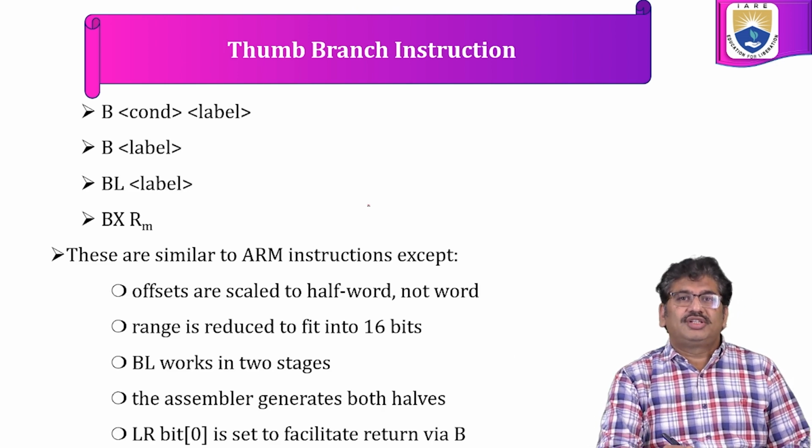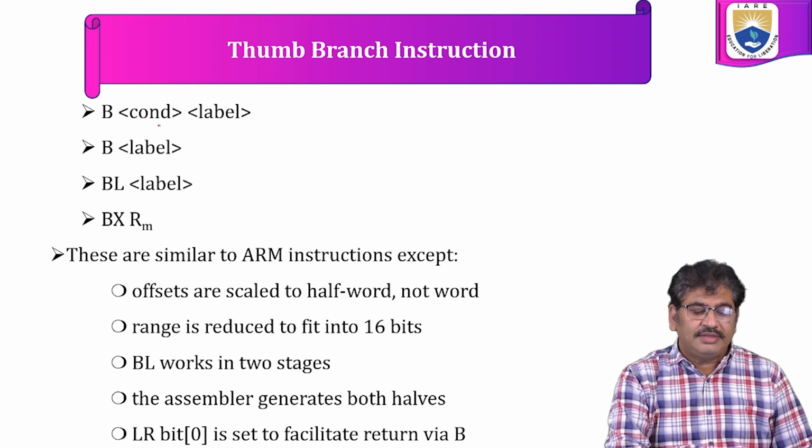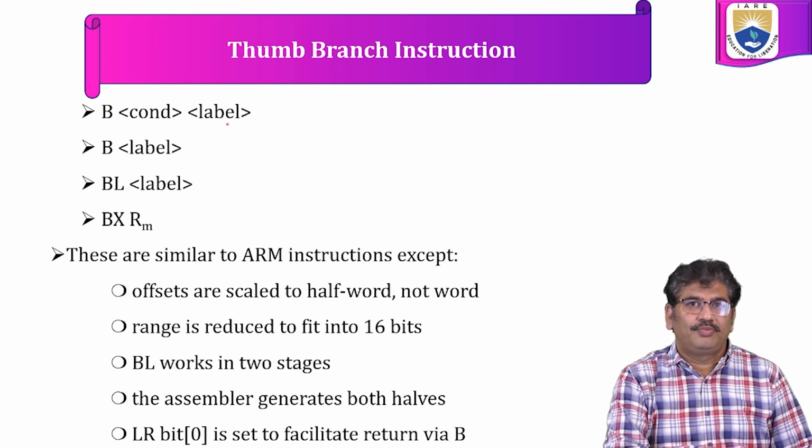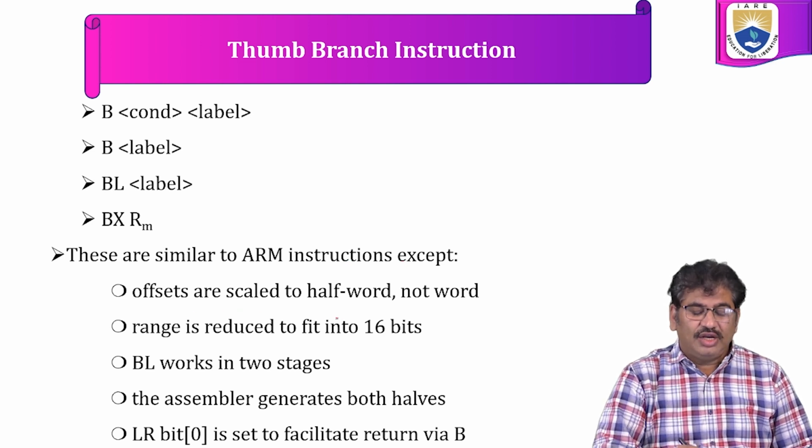Now coming to the Thumb instructions. The first Thumb branch instructions we will see: B condition label, simply B label, BL label, BX Rm. These are similar to ARM instructions except offsets are scaled to halfword, not fullword. Range is reduced to fit into 16 bits only.